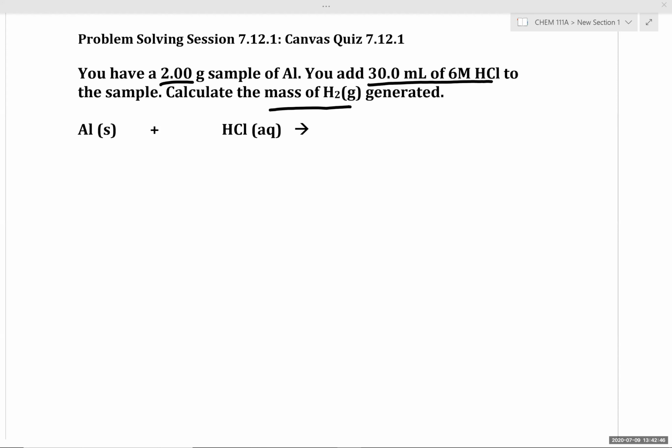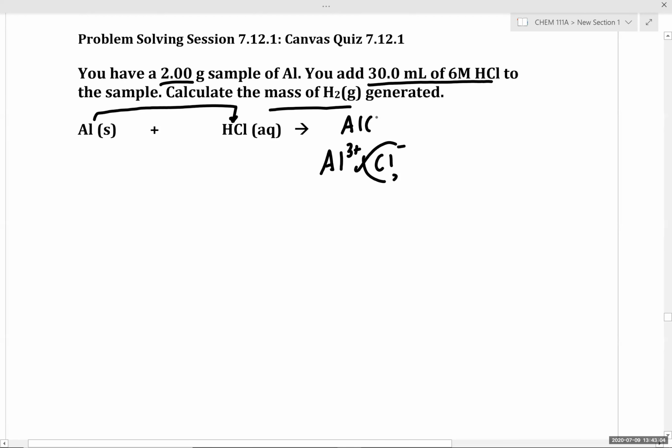Okay, so let's talk about this example. So this is a displacement reaction where aluminum displaces hydrogen from hydrochloric acid. So we have aluminum 3 plus and Cl minus. We cross our charges, that gives us AlCl3, and hydrogen gas is our other product. So looking at our equation, what we're now going to do is balance this equation.